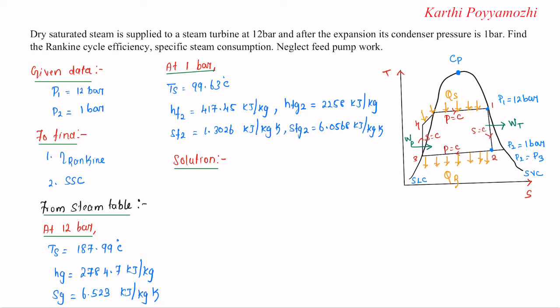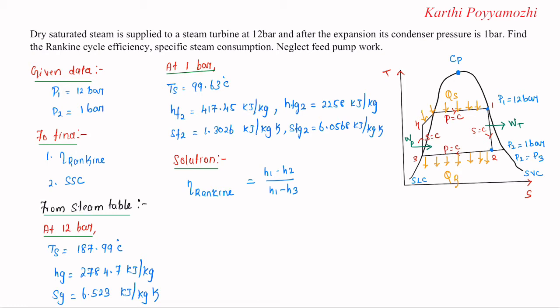The efficiency of the Rankine cycle is given by the equation H1 minus H2 divided by H1 minus H3. We have to find the value of H1, H2 and H3, that is, the enthalpy at these three states. The value of H1 can be found from the steam table, and I have noted the values of the enthalpy and entropy at 12 bar and 1 bar from the steam table.